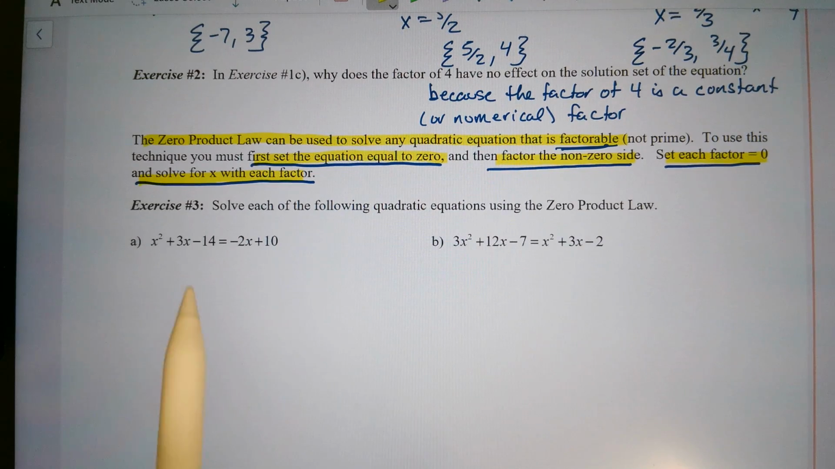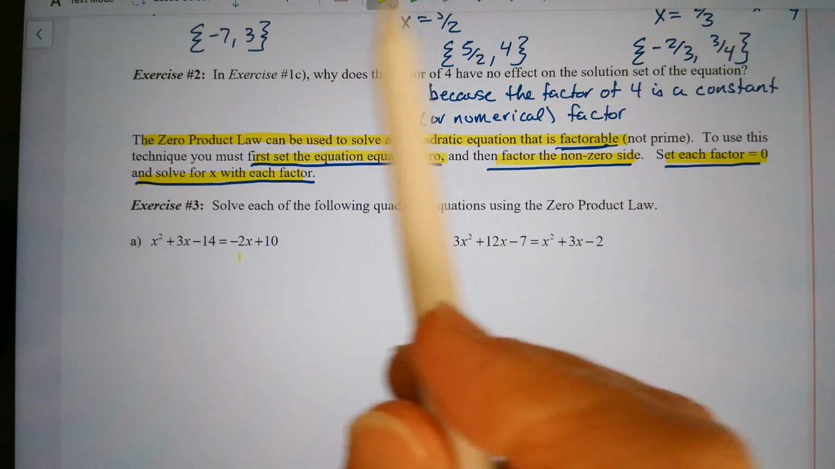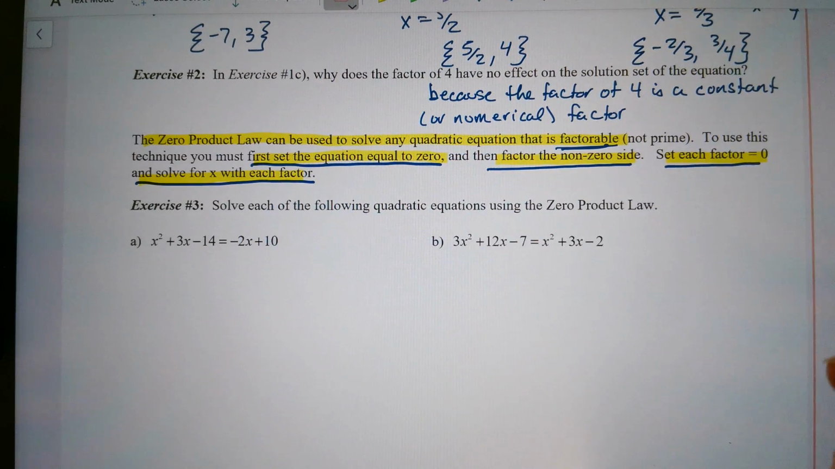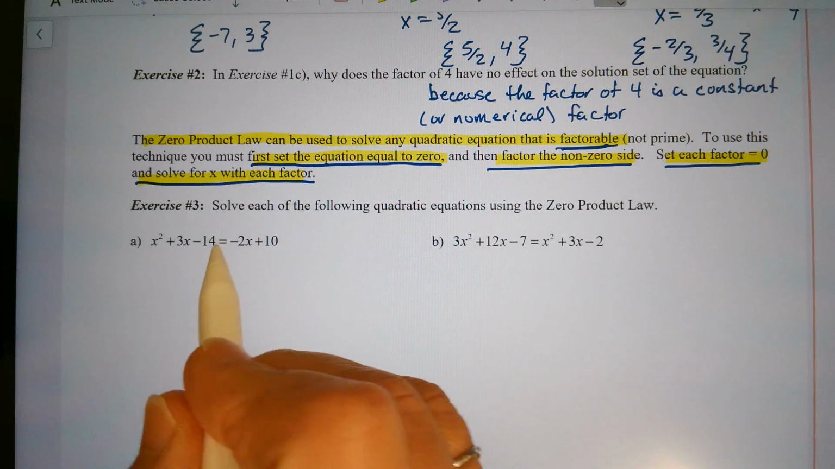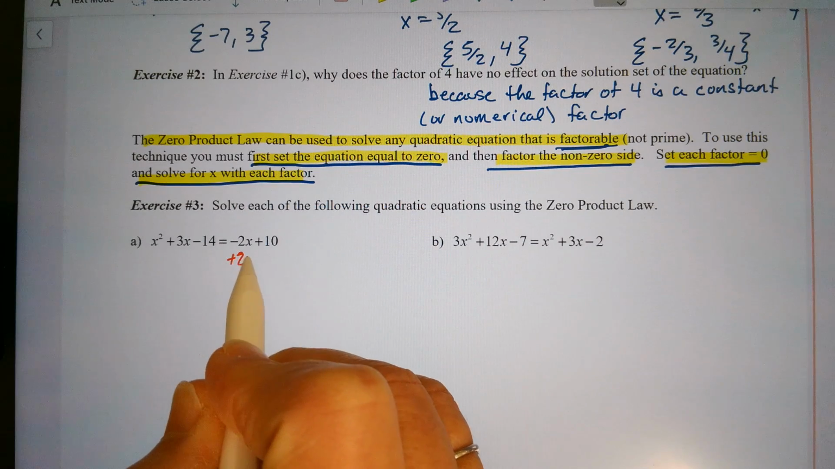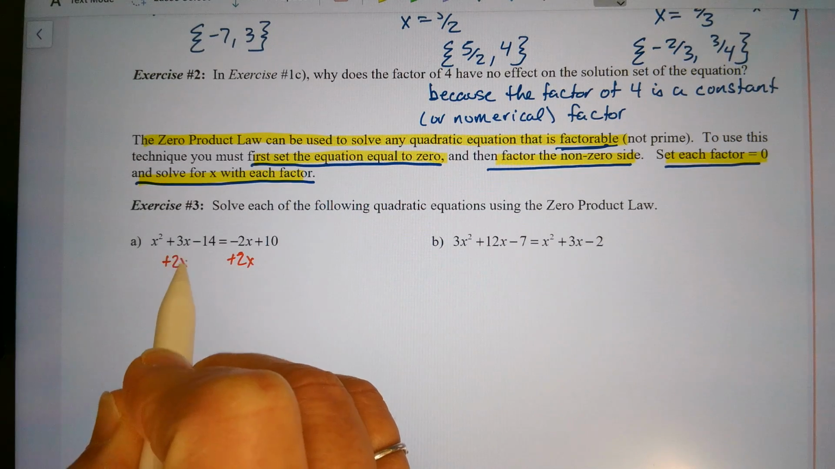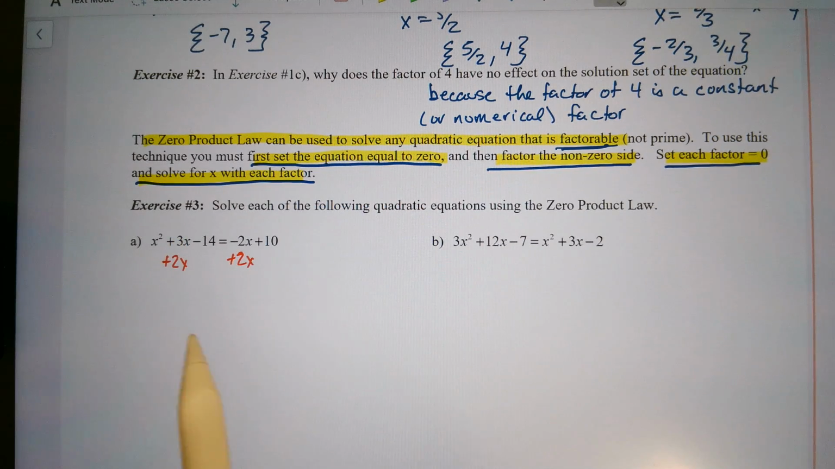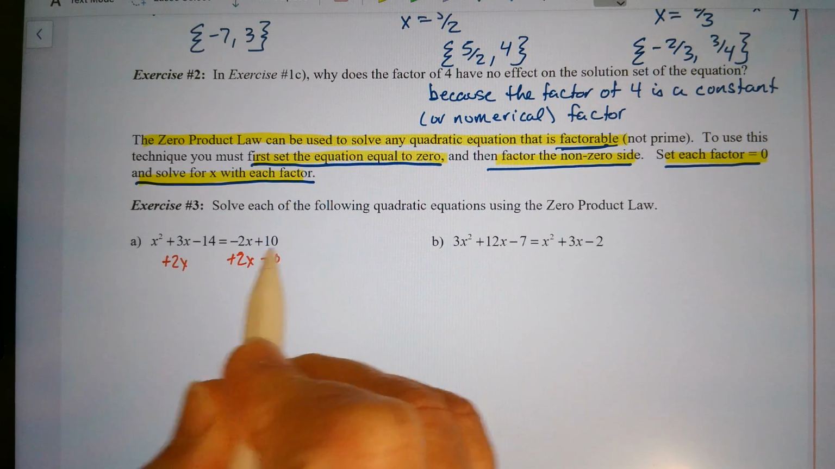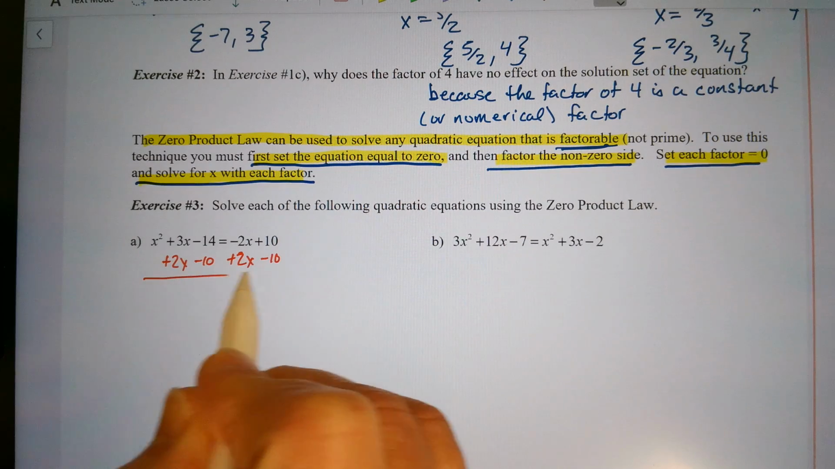Okay, so for A, our x squared term is on the left-hand side and it's positive where it is, so I want to keep that there. So I'm going to bring these two terms over to the left-hand side by going to add 2x, and put that in line with its like term on the left-hand side. And then I'm going to subtract 10. Do this in one step.